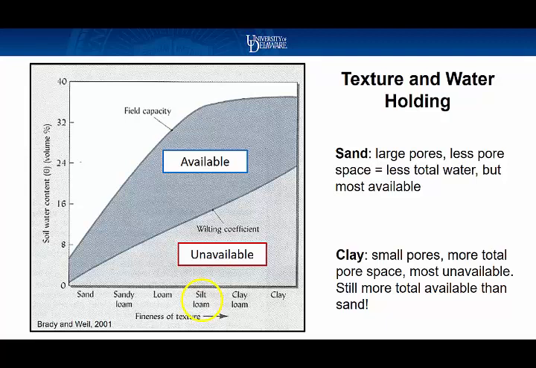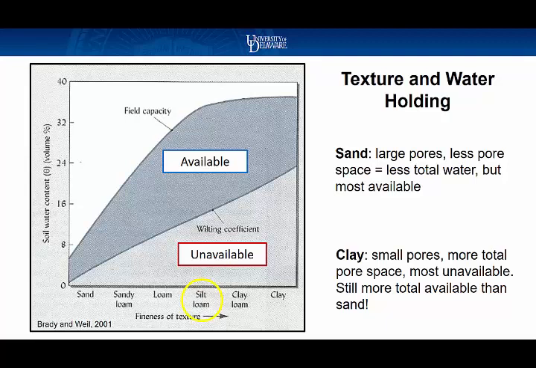So water is drained off. Here's your volumetric water content. So this soil tops off. As you get to clay, it tops off here in this case at about 35%. And here's your wilting coefficient. Everything below the wilting coefficient is unavailable to plants. Everything up here is available to plants.